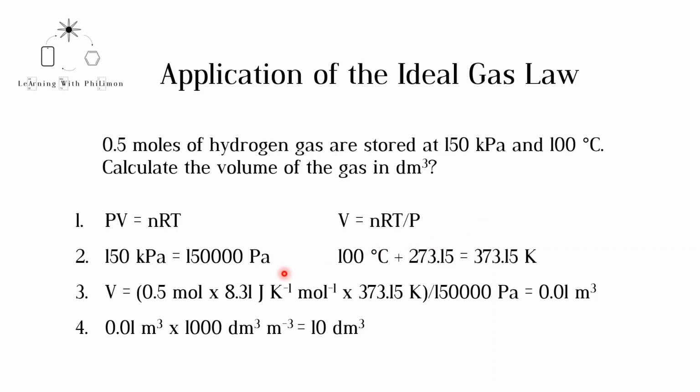The volume is 0.01 meters cubed. To convert the volume to decimeters cubed, we multiply by 1,000. The volume of hydrogen gas is 10 decimeters cubed. Note that the answer is given to one significant figure, as the number of moles is also given only to one significant figure. Now let's see what other questions could be asked.